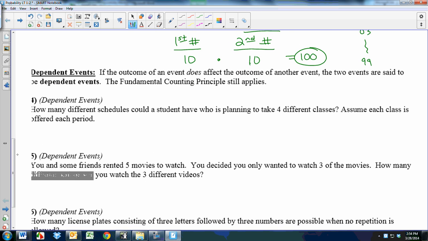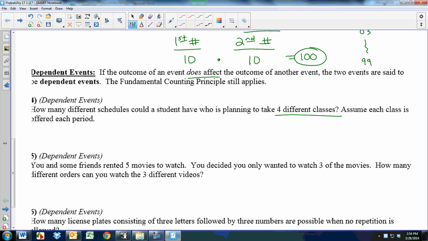Dependent events, if the outcome of an event does affect the outcome of another event, then the 2 events are dependent. You still use the fundamental counting principle, though. So here's an example, number 4. How many different schedules could a student who is planning to take 4 different classes have? Assume that every class is offered every period.